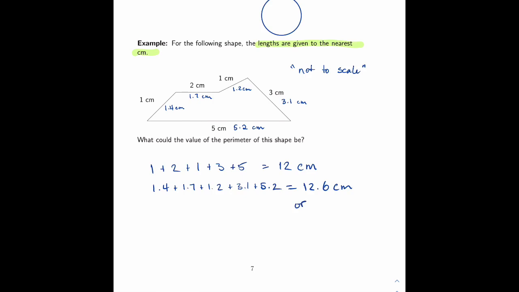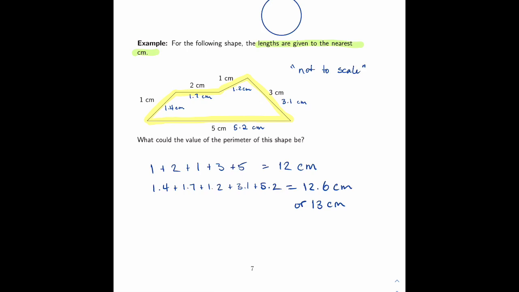Or if we were doing something like having them measure all the way around the outside with a piece of string, and then finding the length of the piece of string, in this case, they might measure that piece of string as 13 centimeters because now it's closest to 13 centimeters once they've added up all of those sides. So it is possible to get different answers, even if you're just working to the nearest centimeter, depending on how that measurement is done.